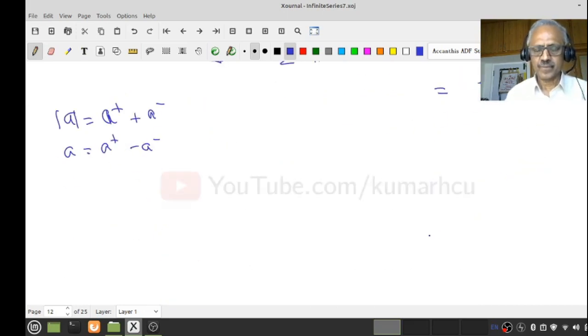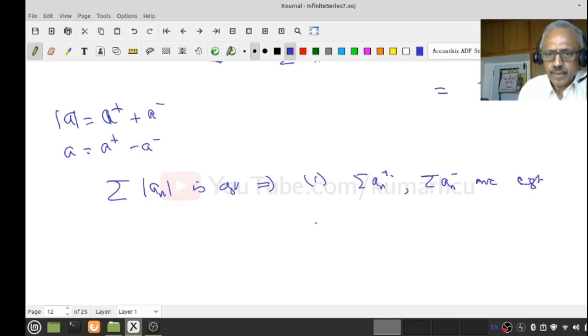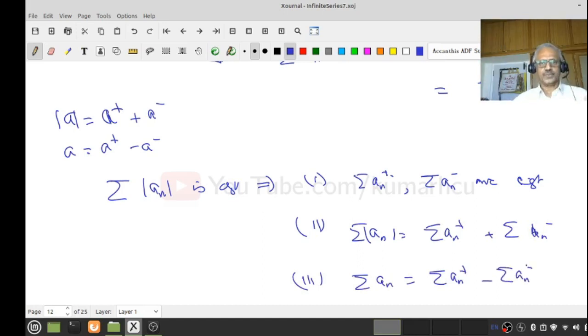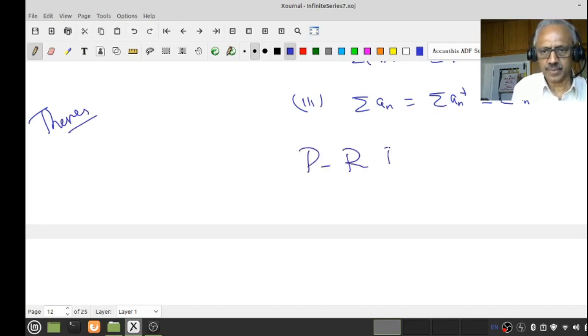Yeah. So let us recall. If summation mod an is convergent, then what are the things? One, summation an plus and summation an minus are convergent; two, summation mod an is summation an plus plus summation an minus; and three, summation an is summation an plus minus summation an minus. These are the three things we have proved. If you want, call it a theorem. Okay, pause, review, proceed.